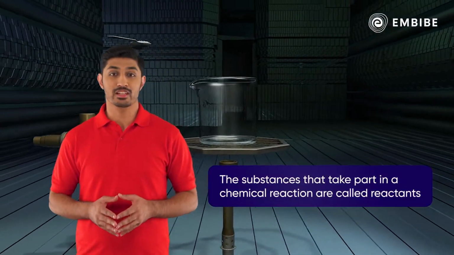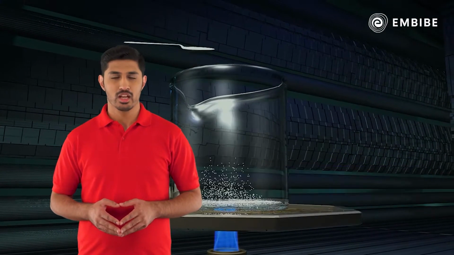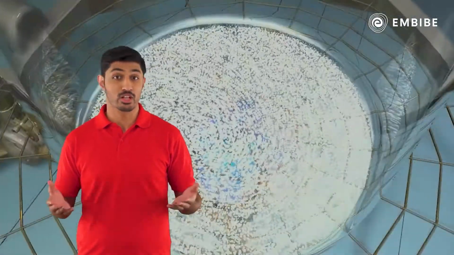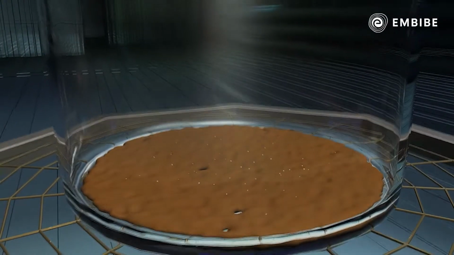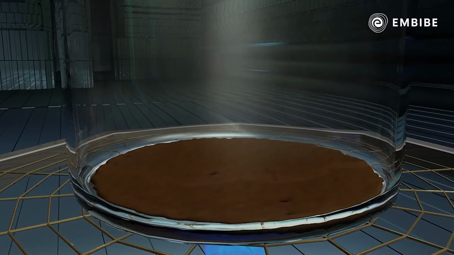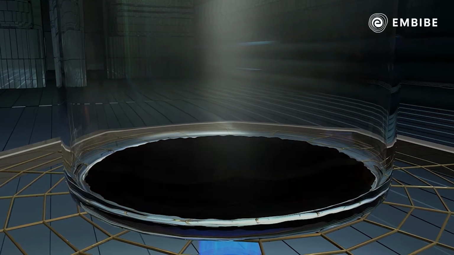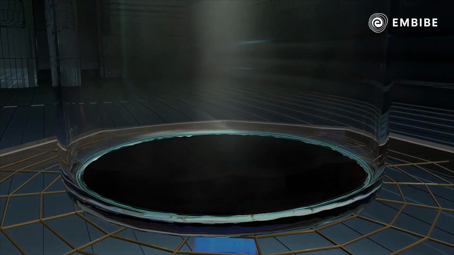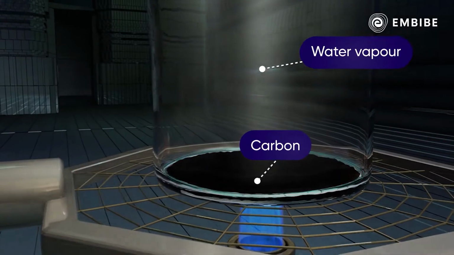The substances that take part in a chemical reaction are called reactants. When we heat sugar, it changes into new substances. Such changes are called chemical changes. The process that leads to chemical changes is called a chemical reaction. Substances produced in this reaction, that is, carbon and water vapor, are called products.